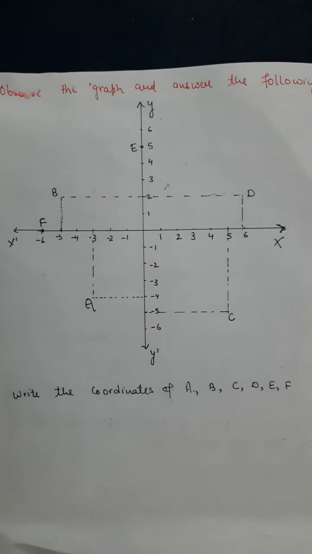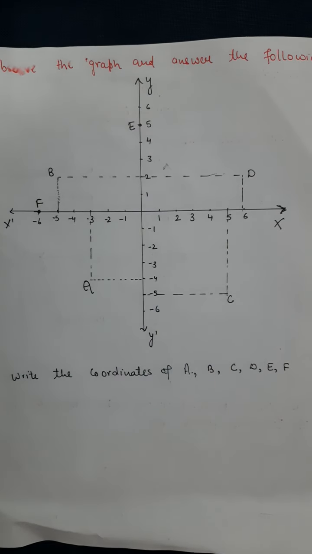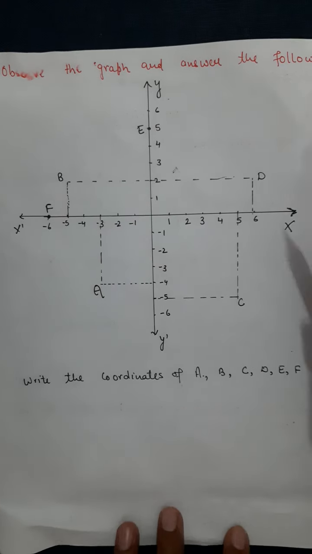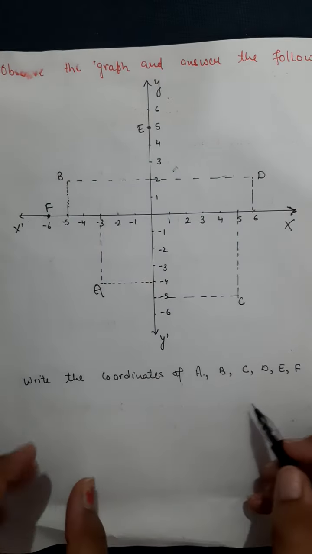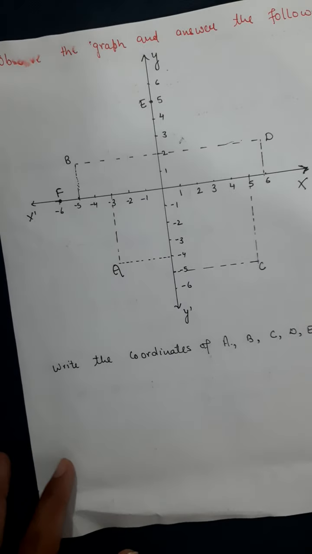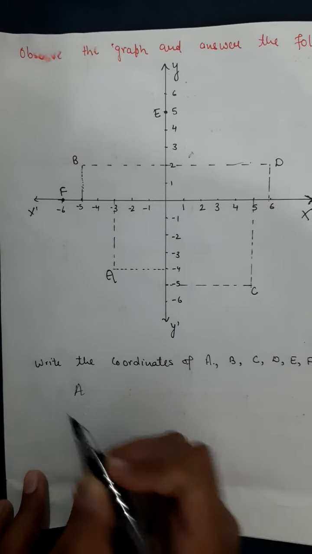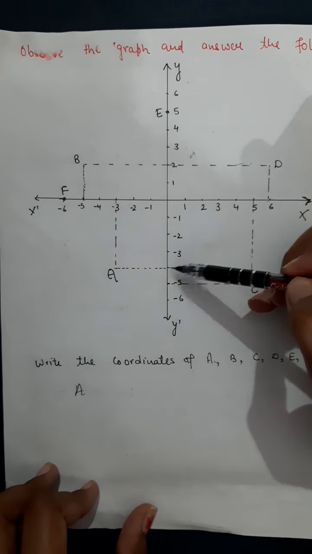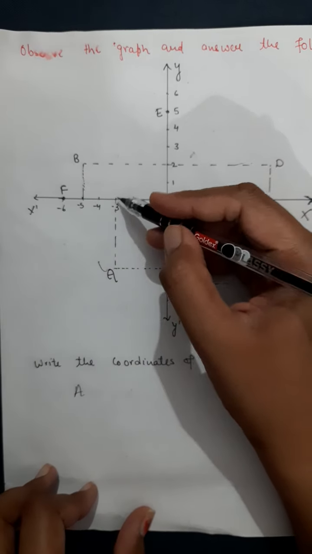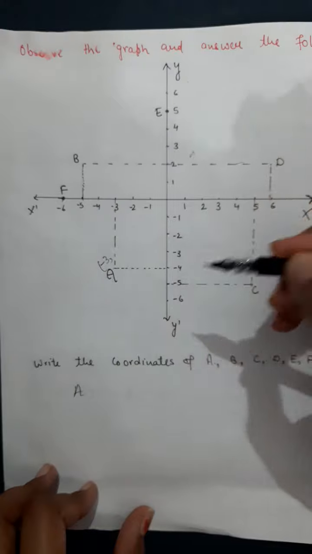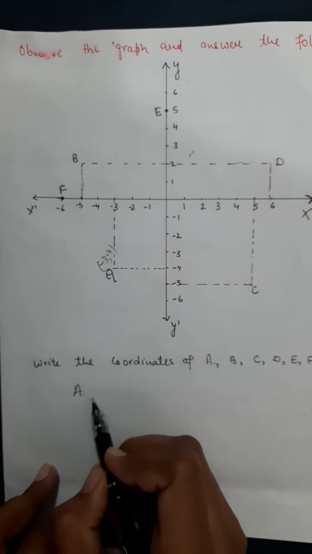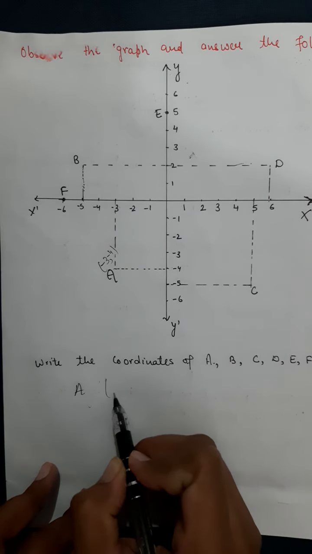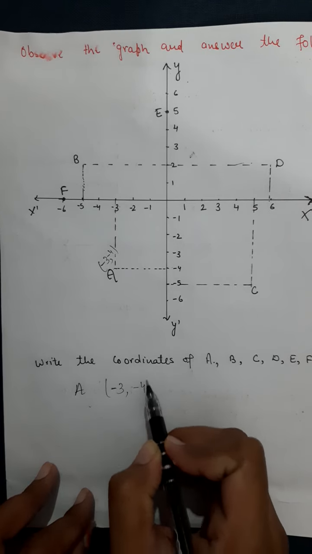Now the next type of question is given there. Here the points are already located. You need to write their coordinates. Observe the graph and answer the following. Write the coordinates of A, B and C. A's coordinates first we are writing. Check the value of x first and then y. The x value is here, -3, and y's value is minus 4. So you will write the complete line: coordinates of A are -3, -4.